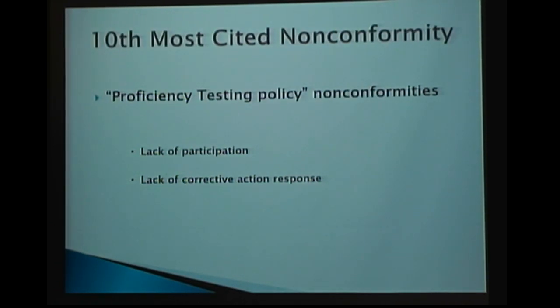So, number 10, proficiency testing nonconformities is either lack of participation or lack of corrective action response. You get a report that says your results were outliers, were in effect unacceptable, and then you take no action to investigate why it might be an outlier, or what was the cause of your getting an unacceptable result.